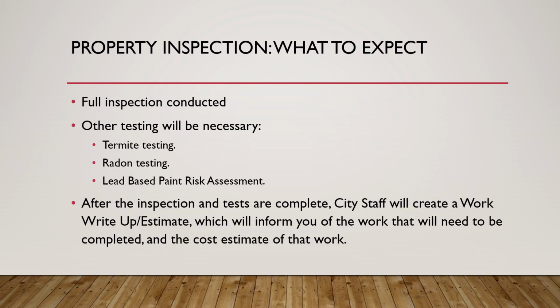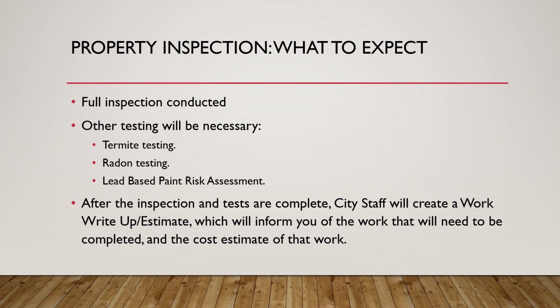Once the homeowner has been income qualified, your file is transferred to the Residential Properties Inspector. He will go out to the property and do a full inspection, inside and out. The inspector will also contact professional companies to conduct a termite inspection and a radon test. If your house was built before 1978, a lead risk assessment will be done.